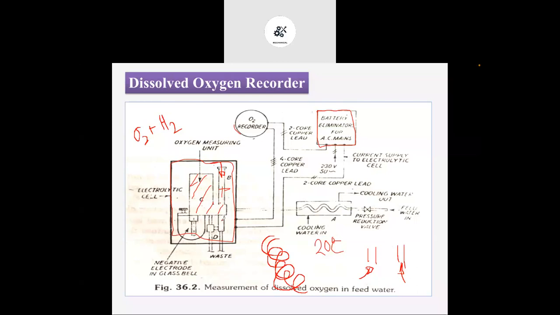We are also providing current to these four different conductors. Now, how will it indicate the amount of oxygen? Consider that there is no dissolved oxygen present in the water. In that case, no oxygen will react with the hydrogen gas.